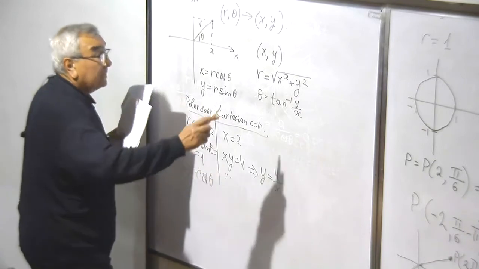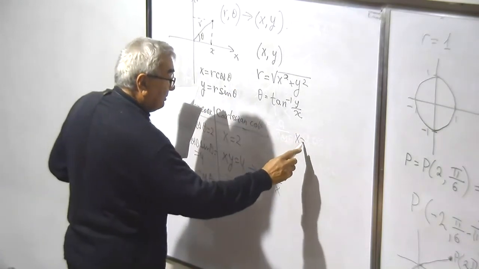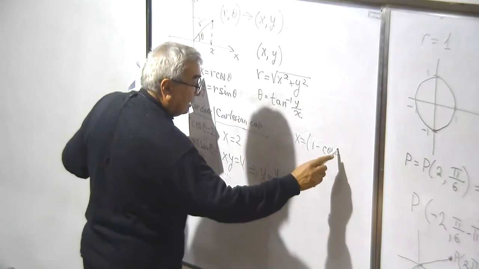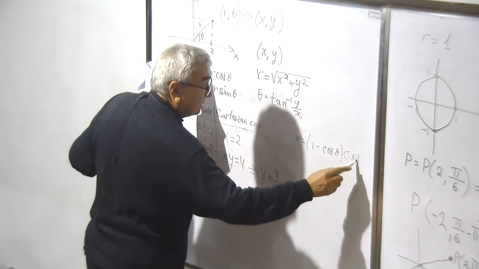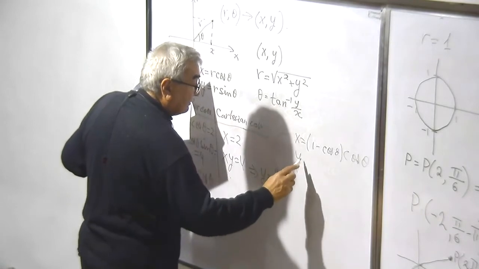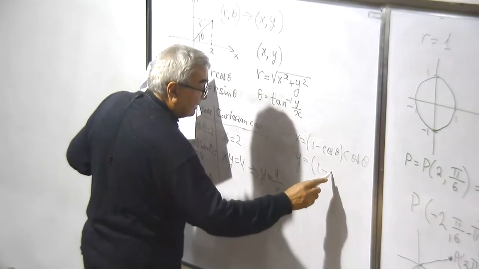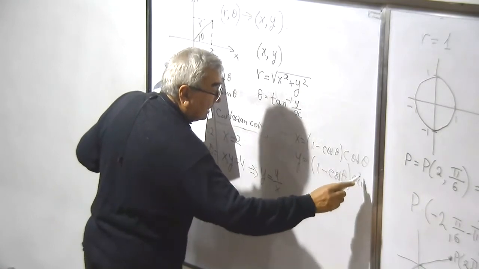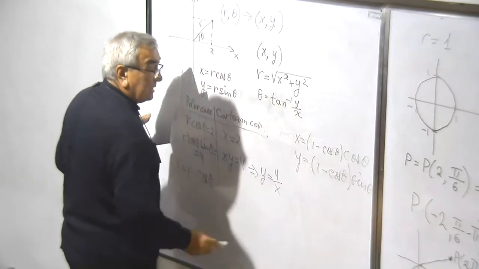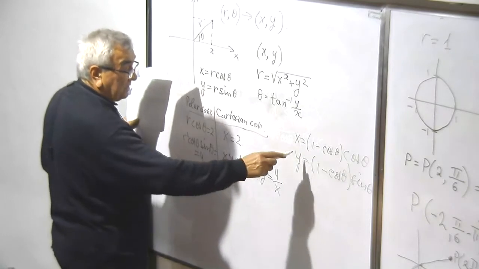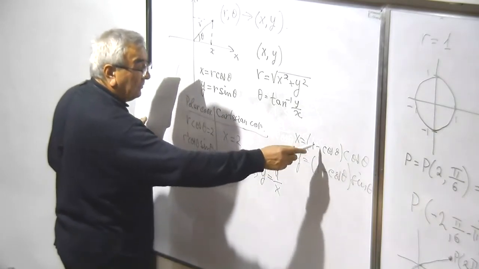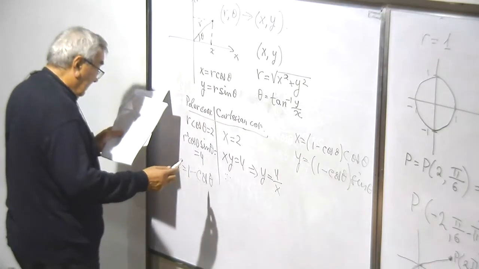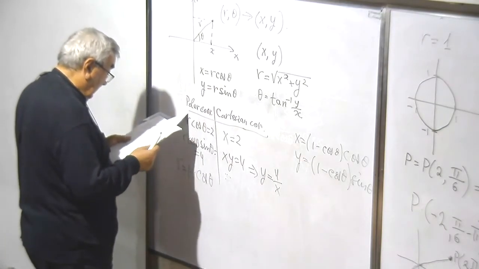Let us write here. The x should be equal to 1 minus cos theta times cos theta. Y will be equal to 1 minus cos theta times sine theta. And this is, you see, I received the parametric representations. Therefore, if I exclude x and y, I receive the following equation.